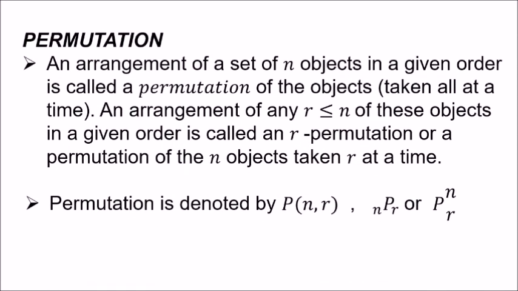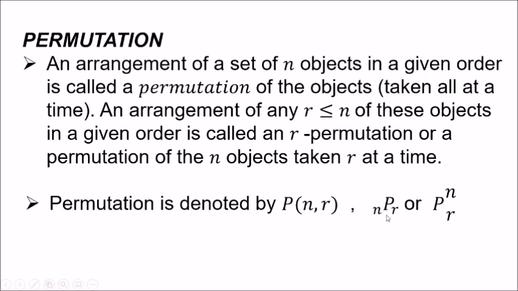Now let's go to permutation. An arrangement of a set of n objects in a given order is called the permutation of the objects, taken all at a time. An arrangement of any r less than or equal to n of these objects in a given order is called an r permutation or a permutation of the n objects taken r at a time. So, meron tayong dalawang uri dito ng pagkuha ng permutation. It is taken all at a time or taken r at a time. And this permutation is denoted by this symbol. Capital P open, then n, comma, r close.